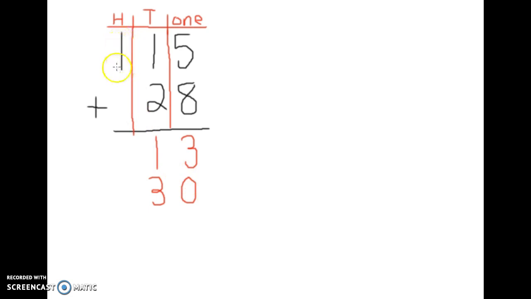Now we're going to move over to our hundreds spot. We've got one group of 100 here. We don't have anything here. If we wanted to, we could write a 0 so that we know that there's nothing there, but we don't have to. So we just know that we've got 1 plus nothing. One group of 100 plus nothing is just going to still equal one group of 100. So we're going to write our 100 down here at the bottom.